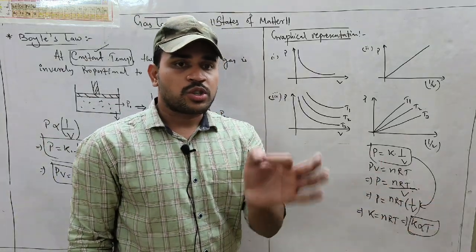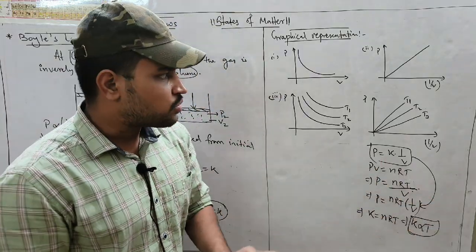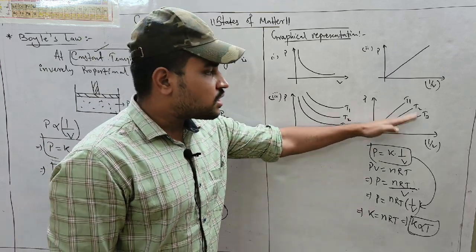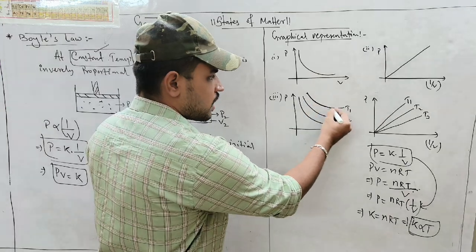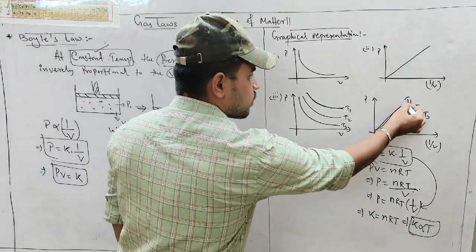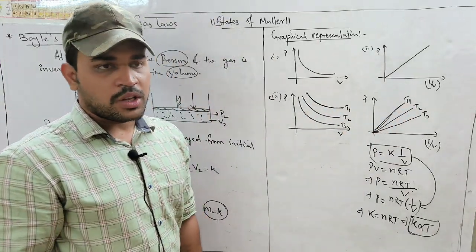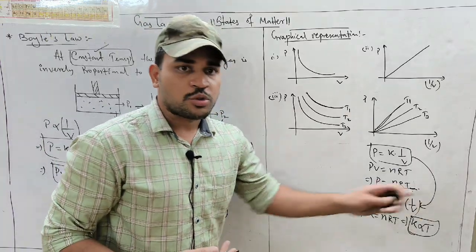So slope is directly proportional to temperature, which means the higher the slope, the higher the temperature. So in this case, which has the higher slope? This is the higher slope. So definitely it will have more temperature, because slope is directly proportional to temperature.